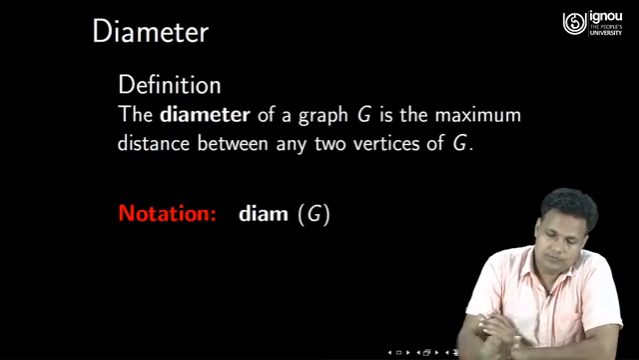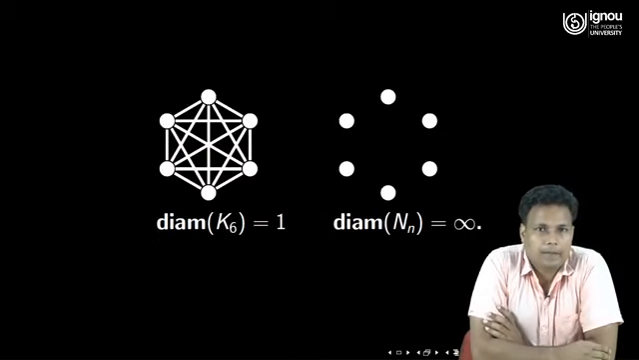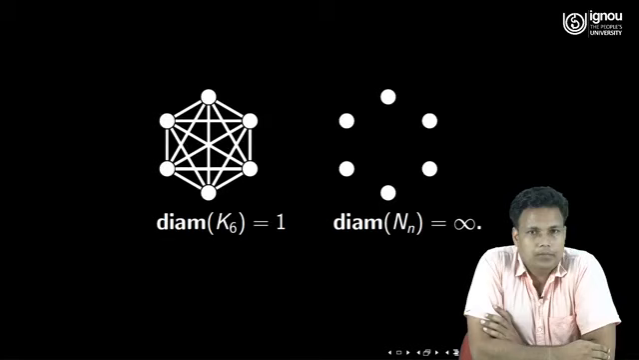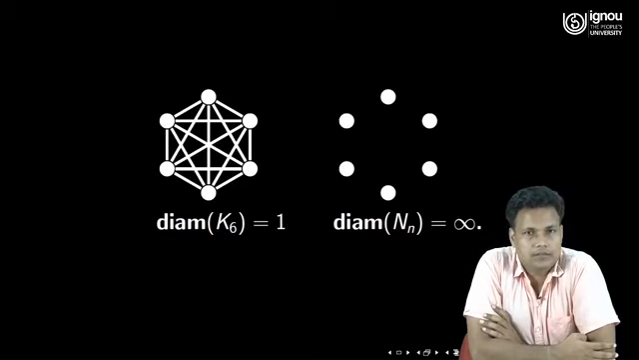It is easy to see that the diameter of a complete graph is 1. For instance, one such complete graph is shown here, K6, on the right. Every vertex is adjacent to every other vertex. So the maximum distance between any two vertices in this graph is 1. That is, its diameter is 1.